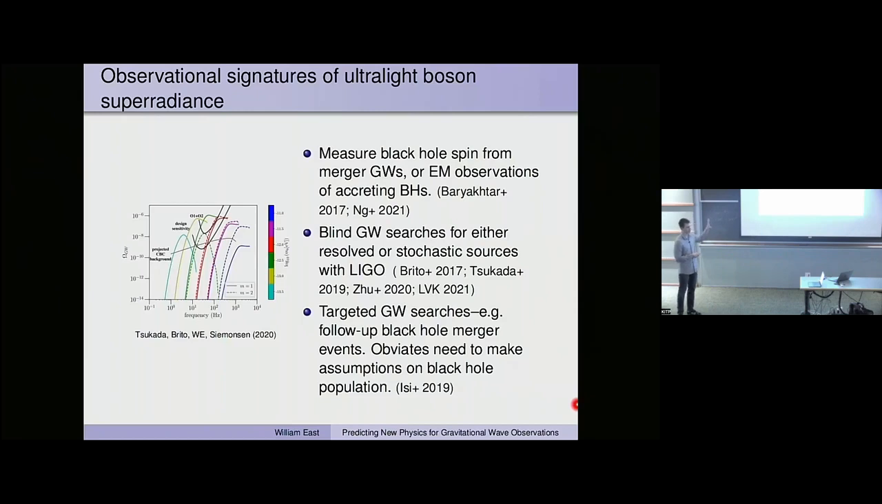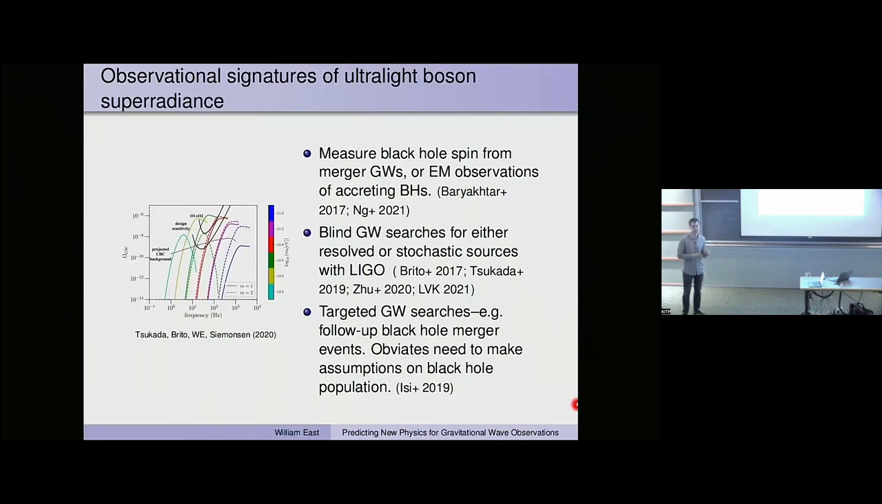But the downside of that is you're required to make assumptions about the population of black holes there might be, in particular the masses and spins, in order to come up with these constraints. So another option is to specifically target known spinning black holes.